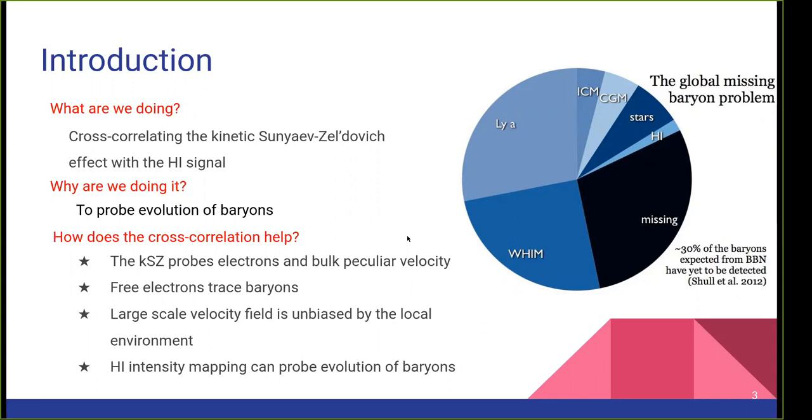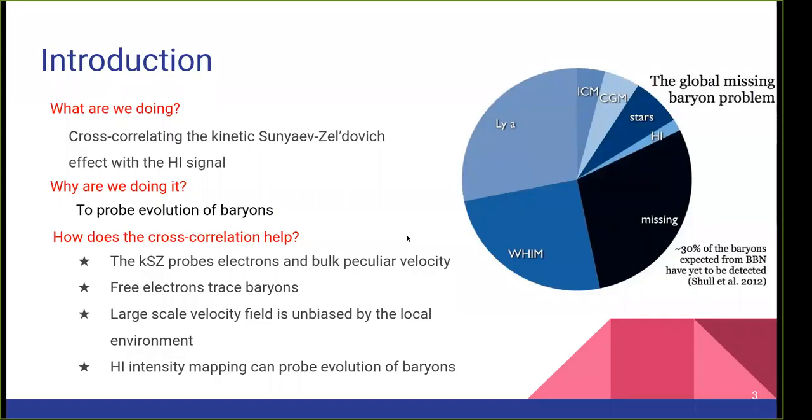Besides using the kinetic SZ effect, the other signal that we're interested in using is the H1 signal. The KSZ is useful because it probes electron densities and bulk peculiar velocities. Free electrons trace baryons. And the velocity field is a large scale field, so it's unbiased by the local environment, which means we can probe diffuse baryon distributions.